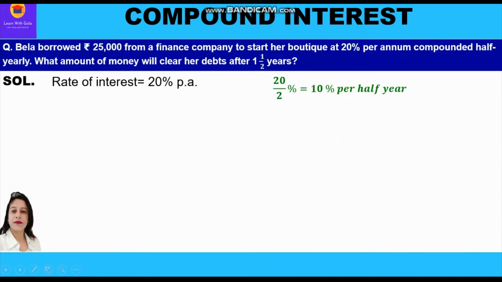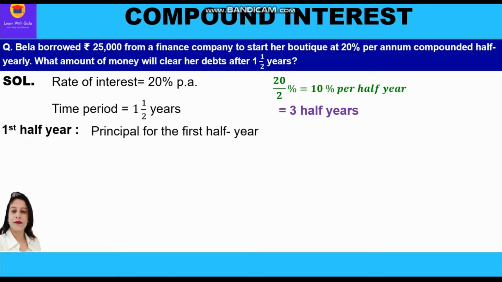Rate of interest is 20% per annum. That means 20 upon 2% is equal to 10% per half year. So every half year we will apply 10%. Time period is 1.5 years. That means 3 half years, like from Jan to June, one half year, and then July to December, another half year, and then again next year, January to June is another half year. So total 3 half years.